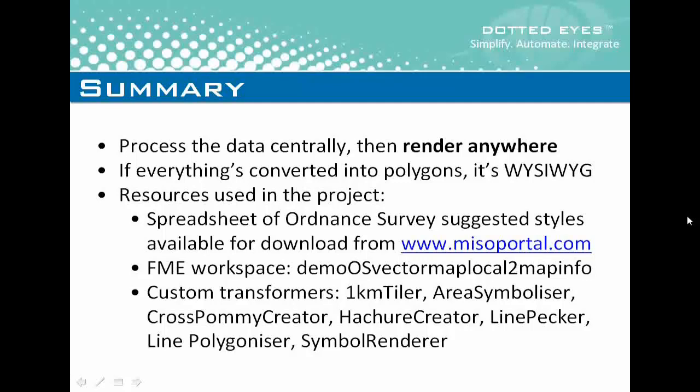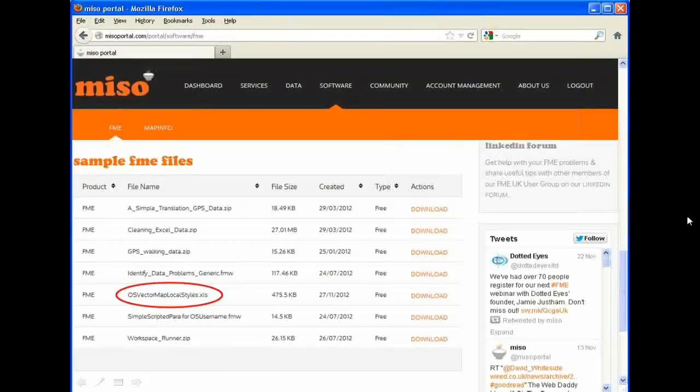These resources concerning FME are not available free of charge, but if you are interested, please just drop us an email or contact your Dotted Eyes account manager and we'll see what we can do. If you go to the Meso Portal website and look along the top row, choose the software menu item, and along the second row, choose the FME menu item, then scroll down till you reach the part with sample FME files, and I've highlighted in red that Excel spreadsheet containing the Ordnance Survey style guide.